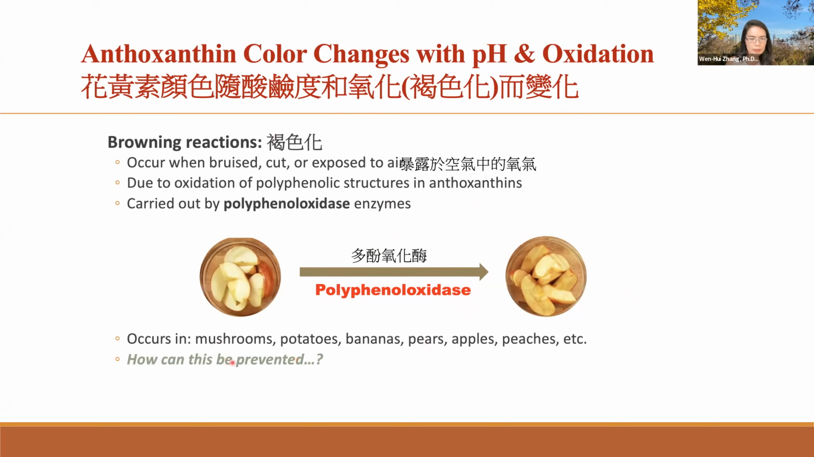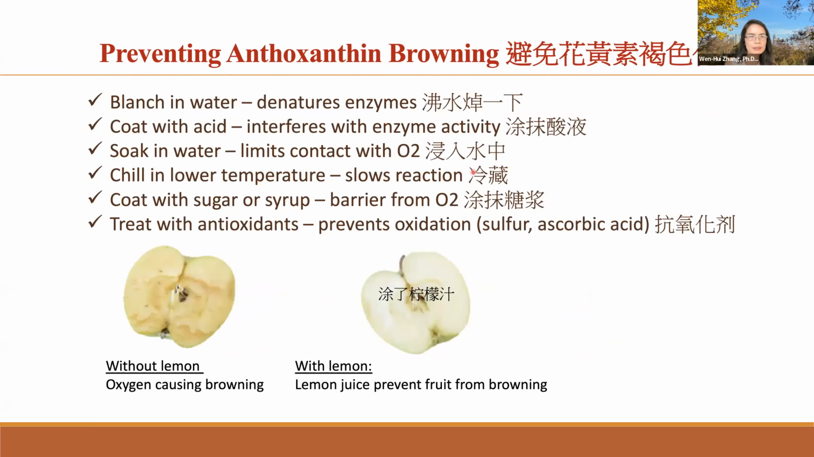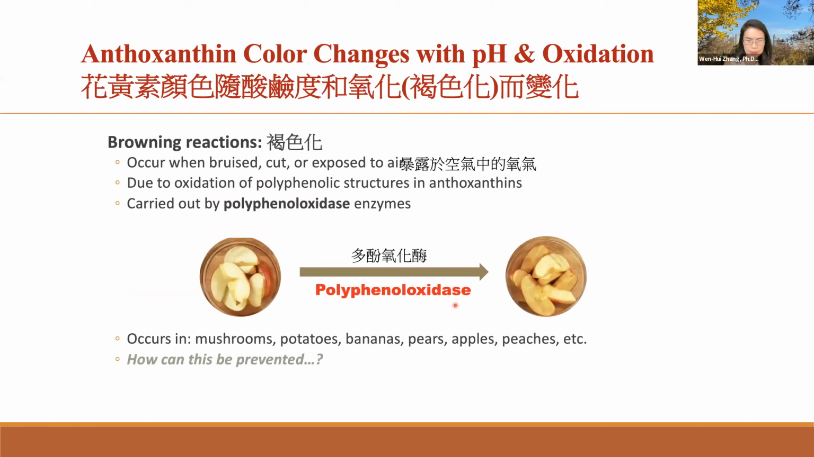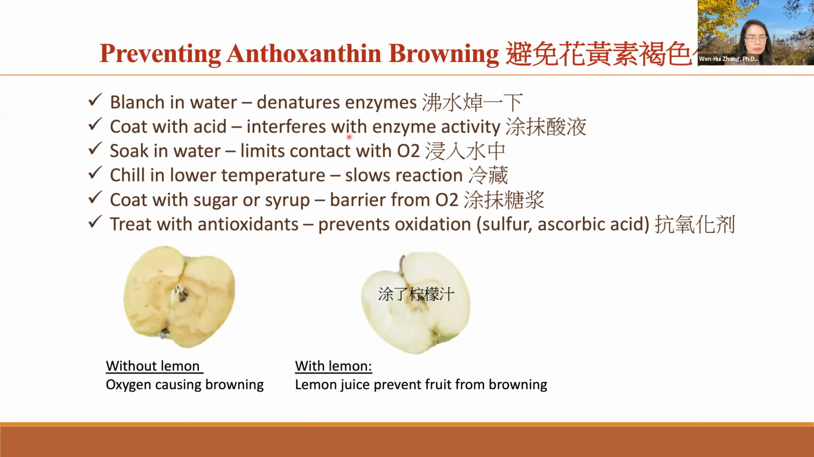So it occurs in not just apples, also mushrooms, potatoes, bananas, pears, peaches too. Then how do we prevent this? For vegetables like potatoes and cauliflowers, you can do a quick blanch in water to denature the enzyme, this enzyme polyphenol oxidase. When it's deactivated, then it will prevent this browning reaction.